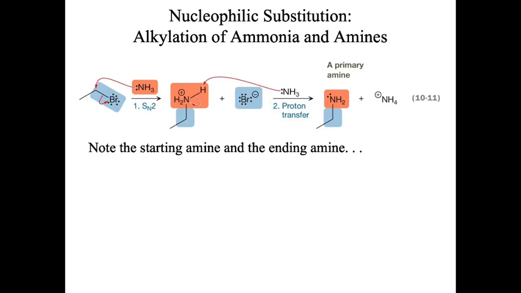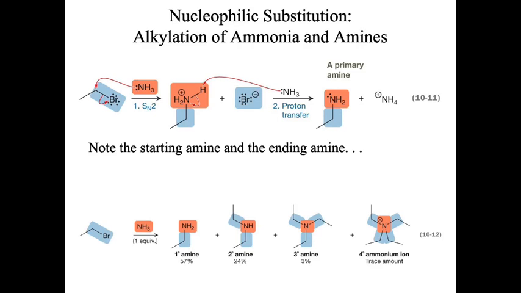A nucleophilic substitution. The product of that nucleophilic substitution was a stronger nucleophile than we started with, which means it's going to react again. And it's going to react so much and so randomly that what we end up with at the end is a mixture of amines, primary, secondary, tertiary, and quaternary. All of them.